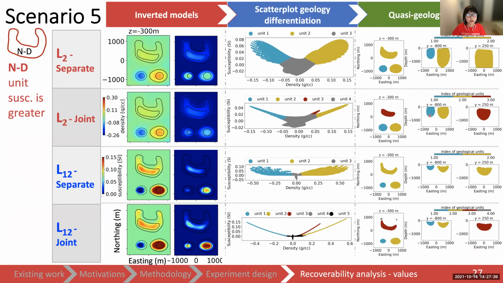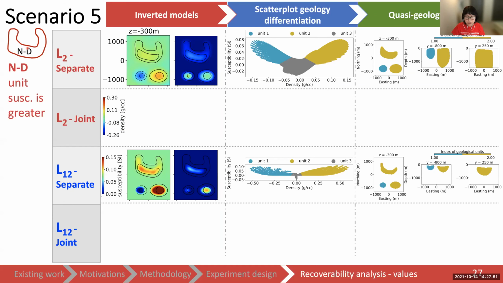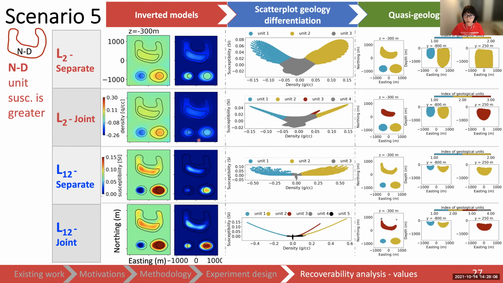Specifically for scenario 5, the north decor unit has a higher susceptibility value, but it is still the deepest body among the 3 anomalous bodies. Similarly to what happens in scenario 2, in the separate inversions of both L2 norm and the mixed L1-2 norm, only 2 scattering features are recovered, even though the deeper north decor unit has a higher susceptibility here. But with the help of the joint inversion in both norms, this north decor unit is recovered in the scatter plot, and the joint inversion in the sparse norm produces the best recoverability.